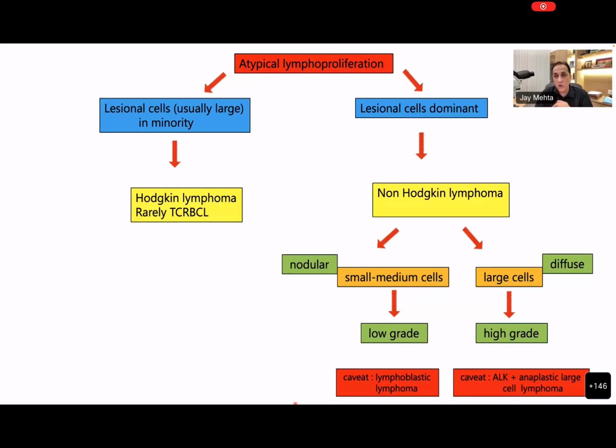When the lesional cells are dominant and diffuse, then it's likely to be a non-Hodgkin lymphoma. If you see that they are comprised of small to medium-sized cells in a nodular pattern, then that's typically a low-grade lymphoma. If there are large cells and typically diffuse, then this is usually a high-grade B-cell lymphoma.